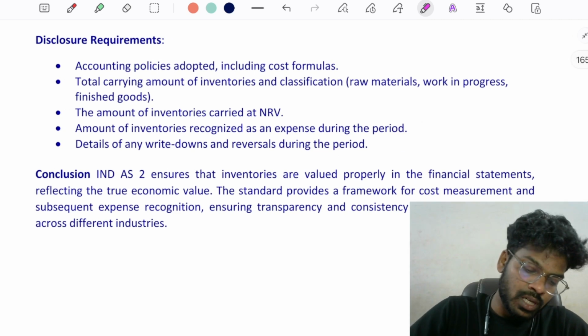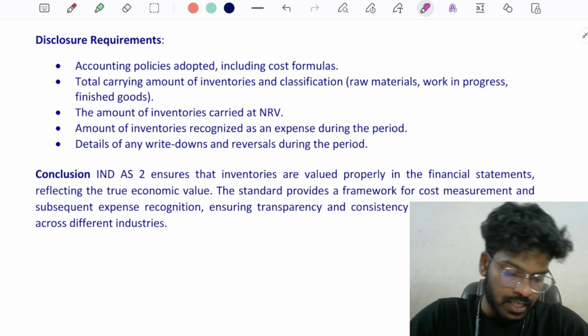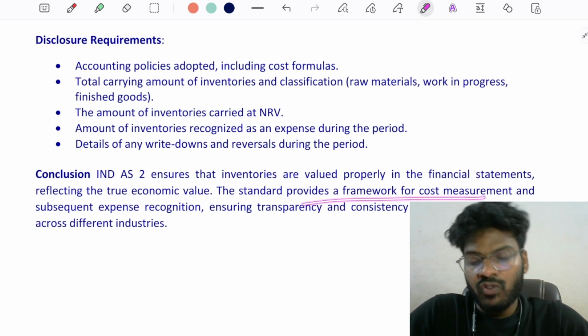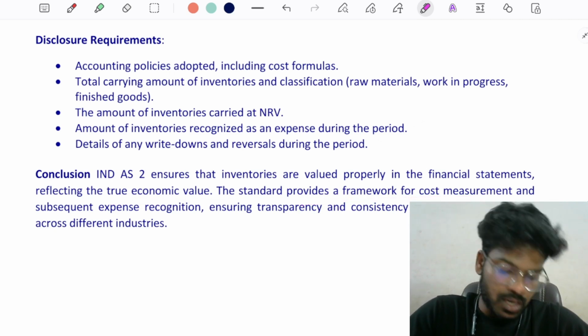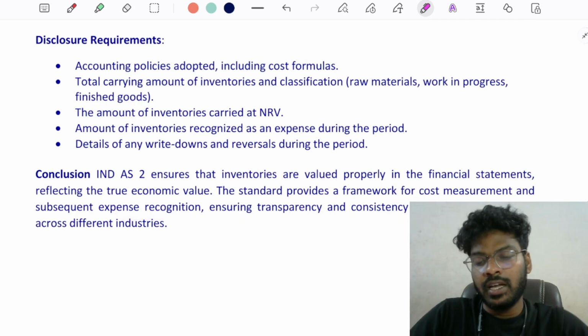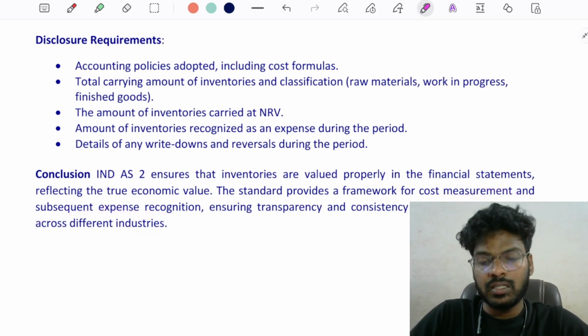That's it. Conclusion: Ind AS 2 ensures that inventories are valued properly in the financial statement, reflecting the true economic value. The standard provides a framework for cost measurement and subsequent expense recognition, ensuring transparency and consistency in inventory accounting across different industries.